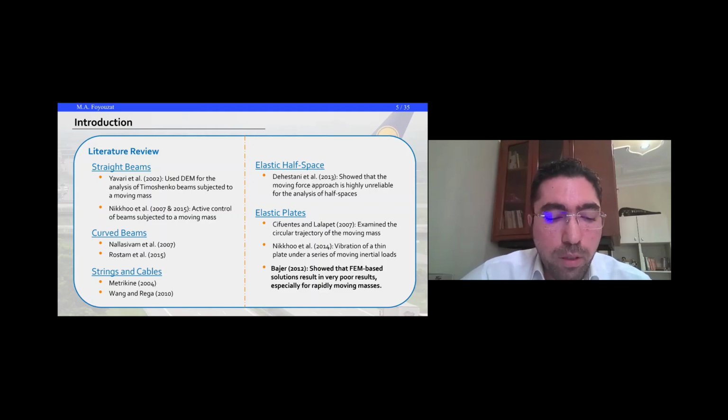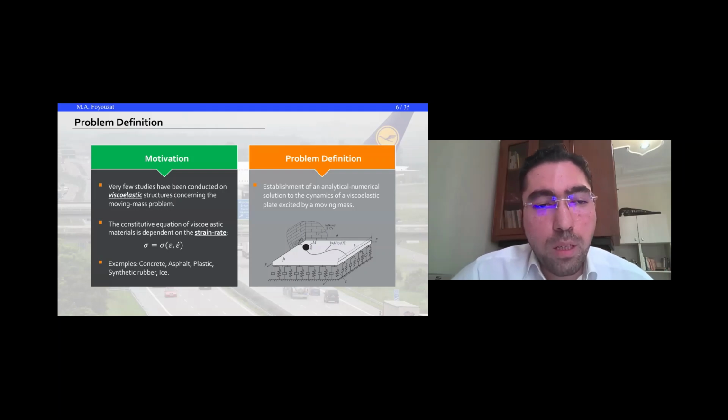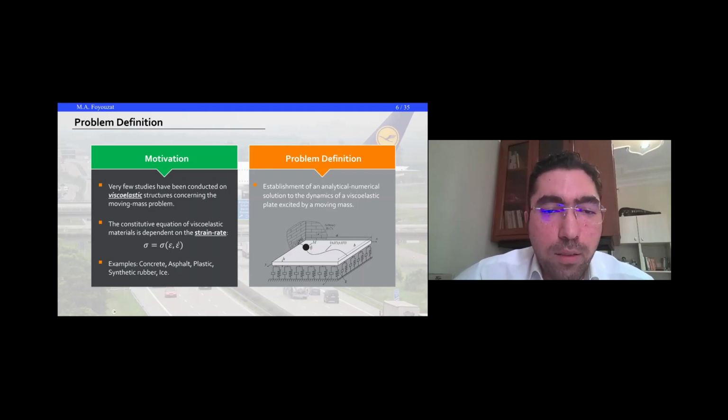We mentioned that the effect of the moving mass has been widely studied in elastic structures, but many of the materials we encounter in engineering, such as concrete, asphalt, plastic, and ice, exhibit viscoelastic properties. That is, as shown on this slide, the stress depends not only on strain, but also on the strain rate. Our goal is to introduce a semi-analytical method that can readily solve the problem of the vibration of a viscoelastic plate subjected to a moving mass.